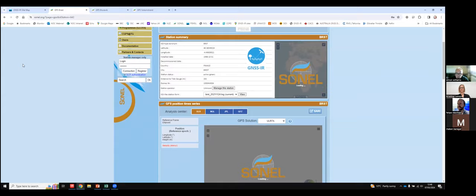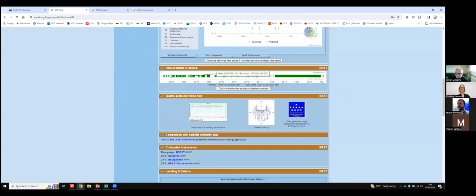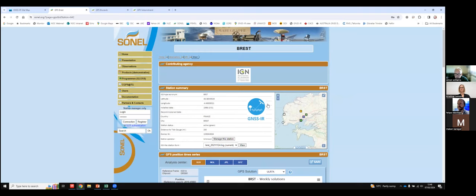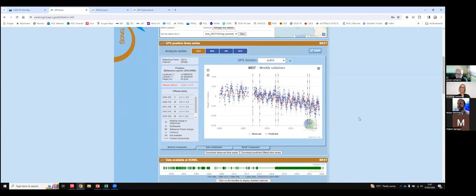You can download 30 second data from here. It gives you information on how much data it's got. It's got 30 second RINEX data that you can download. It also gives you solutions on the actual GPS positions. But they've added this new tag in here, GNSS-IR. So it says that it's a GNSS-IR site, and that then links back to the PSMSL website. So it's a good one to see whether there's data there and whether it's actually been recognized as a reflectometry site.